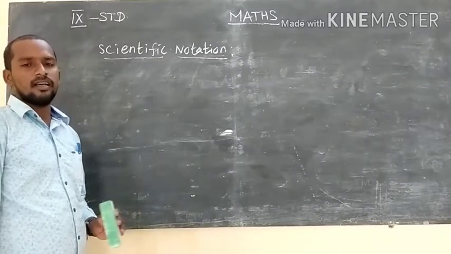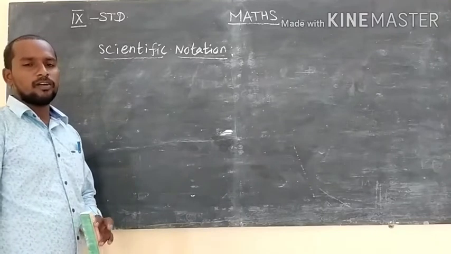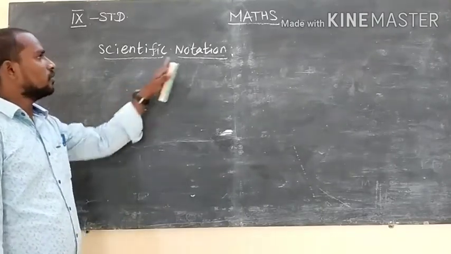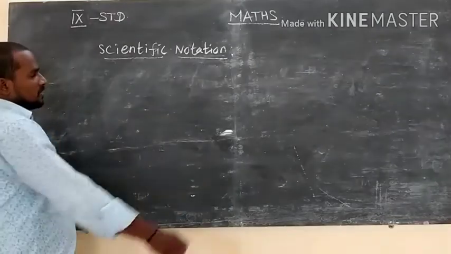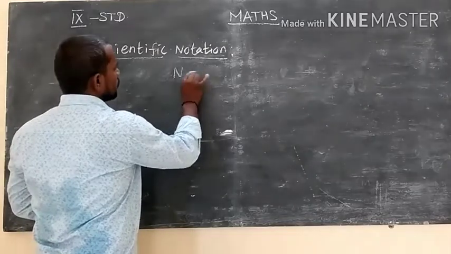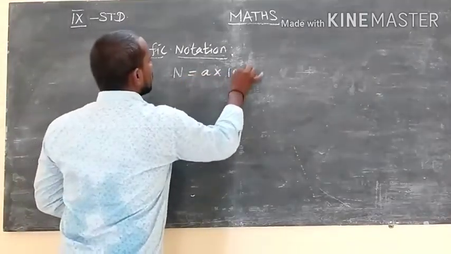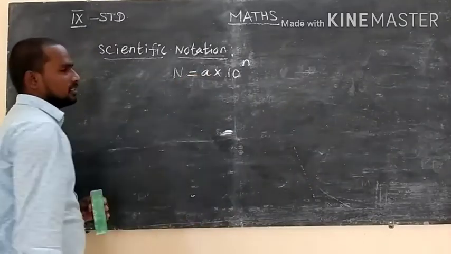Last class we discussed rationalizing the denominator. In this section we are going to see scientific notation: expressing a number in the form a into 10 power n. It's the general form of scientific notation.